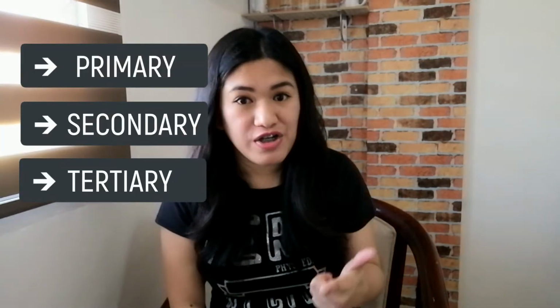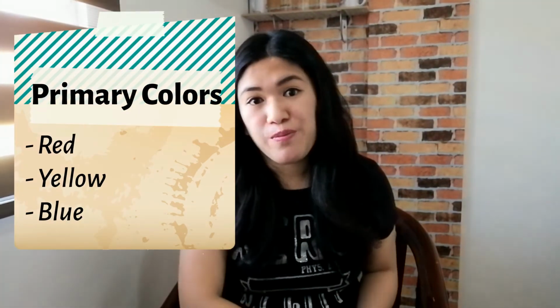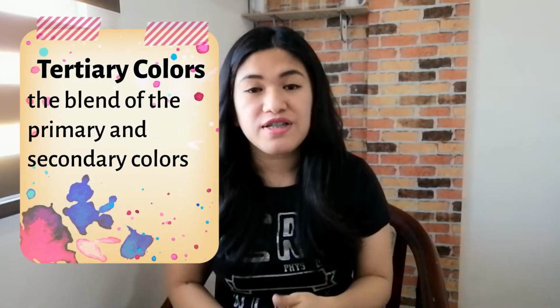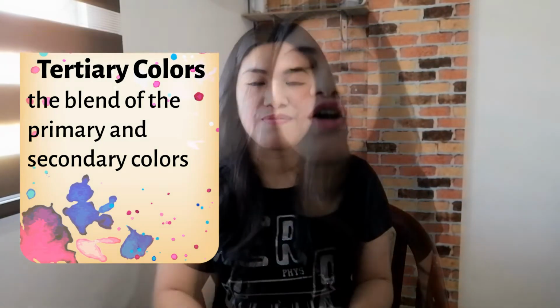So, color wheel is divided into three. So, we have the primary colors, the secondary colors, and the tertiary colors. So, ano ba yung pinagkaiba-iba ng tatlo? The primary colors is composed of red, yellow, and blue, while secondary colors is the blends of the primary color. So we have the orange, green, and purple. And then the tertiary colors, it's the blend of the primary colors and the secondary colors.